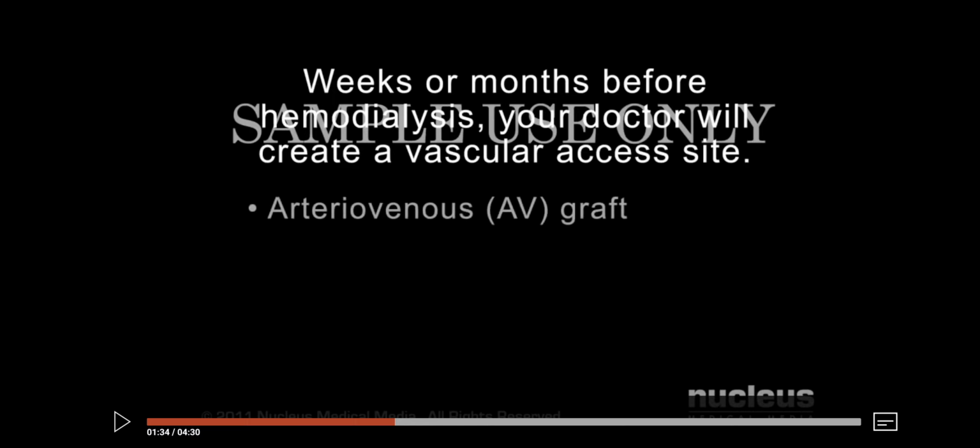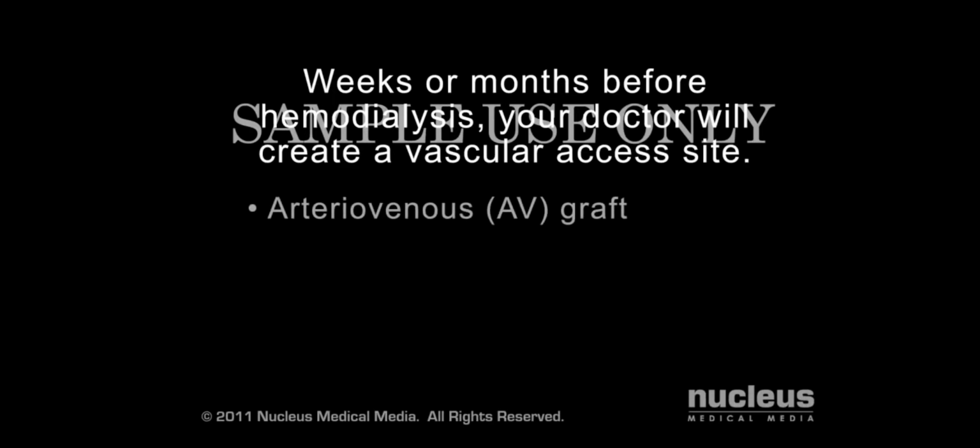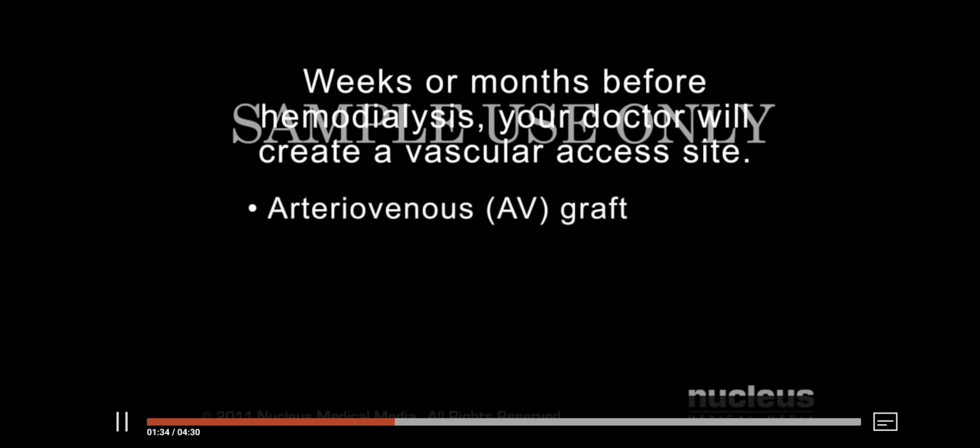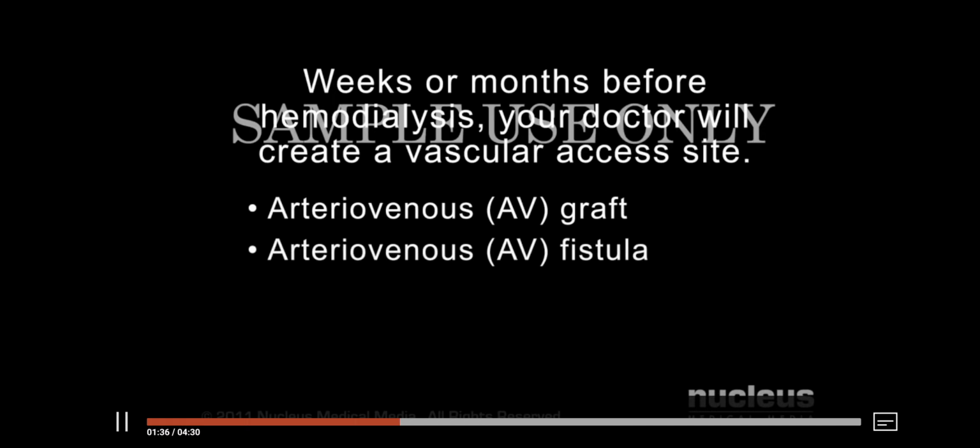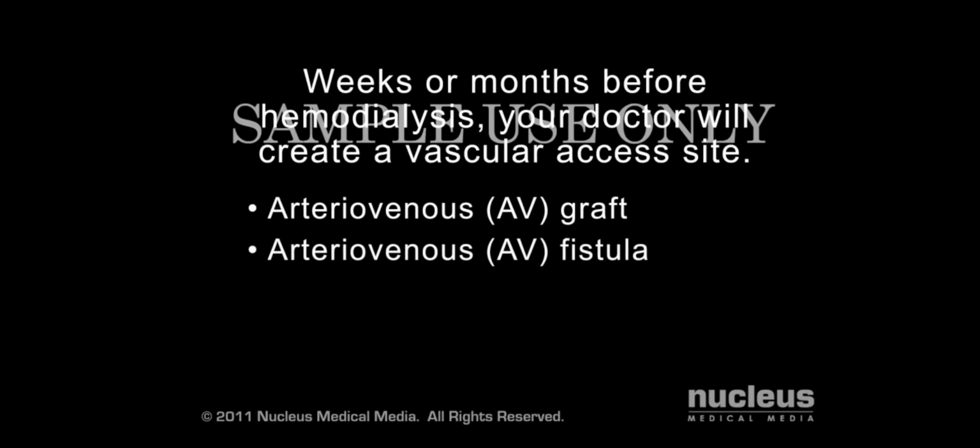Okay, if you want to use electricity, you have to plug in, right? So if you want to use the machine also, you have to plug in to your blood vessel. So that is what we call creating a vascular access site. Two methods: an arteriovenous graft or an arteriovenous fistula to access your bloodstream.